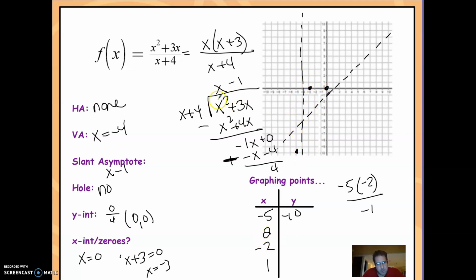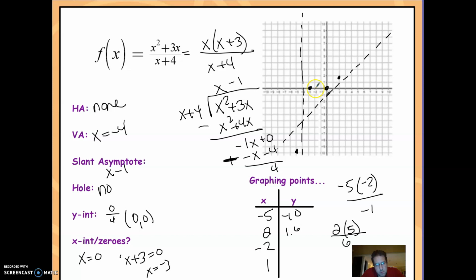2. So about 2 in for x. So that would be 2 times 2 plus 3, which is 5. 2 plus 4 makes 6. 10 divided by 6 is 1 and 4/6 left over. So 1 2/3, 1.6 give or take. (2, 1.6) will be about right there.